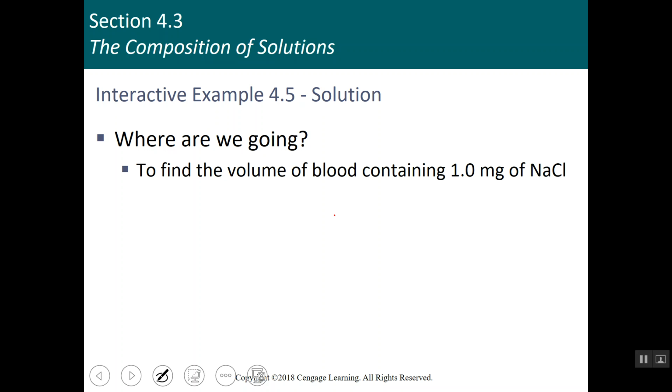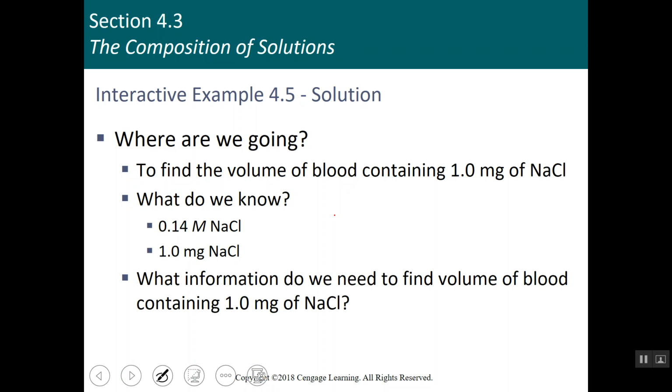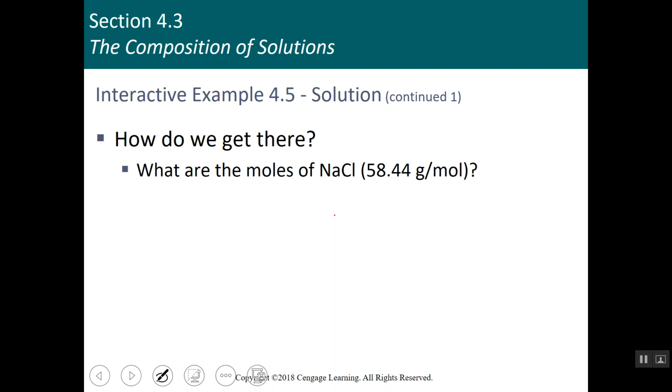We're going to find the volume of blood containing a milligram of sodium chloride. What do we know? We know what our molarity should be, and we also know that we're looking for the volume that has 1 milligram. So the information we need is the number of moles in 1 milligram.